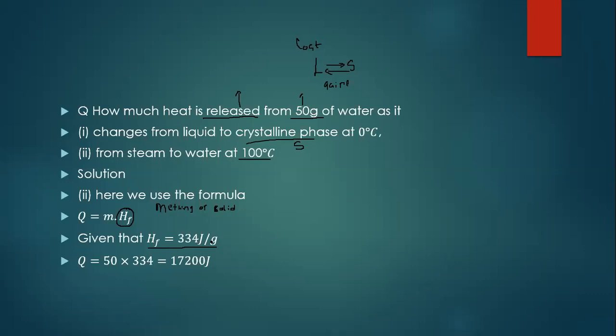So to compute the heat which will be released, we multiply the 50 grams by the heat of fusion, and we have the heat released when water freezes. When water freezes, heat is released. But when water melts, it will gain heat. I hope you get the difference. When it freezes, heat will be released, but when it is melting, heat will be absorbed.